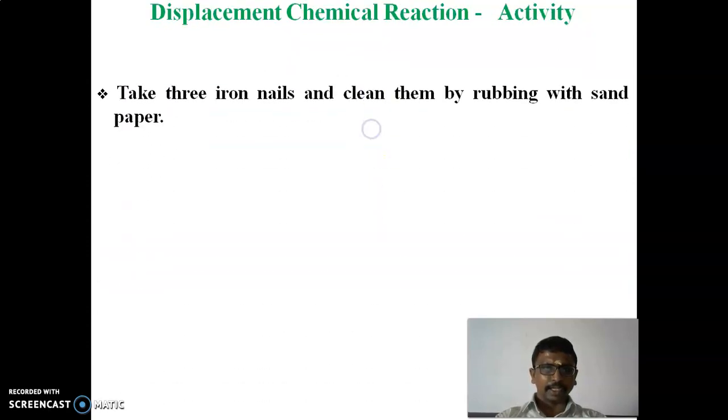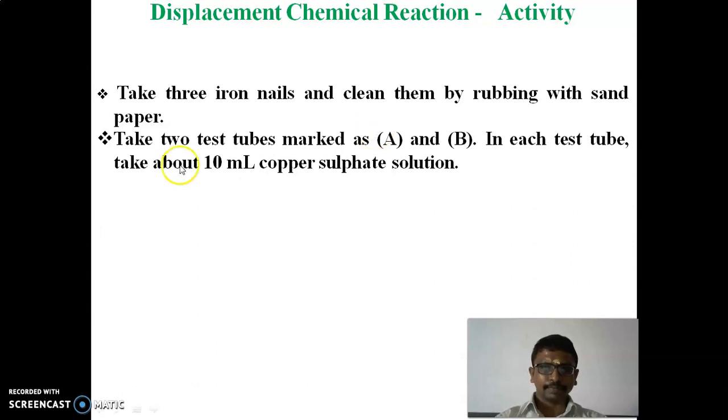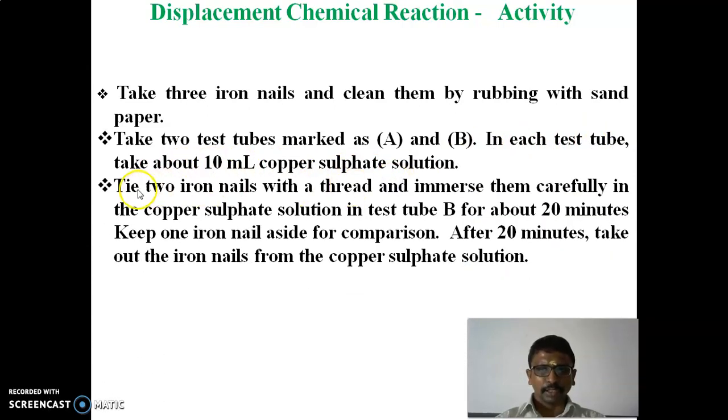And now we will see the activity. Take 3 iron nails and clean them by rubbing with sandpaper. Take 2 test tubes marked as A and B. In each test tube, take about 10 ml copper sulfate solution. Tie 2 iron nails with a thread and immerse them carefully in the copper sulfate solution in test tube B for about 20 minutes. Keep one iron nail aside for comparison.